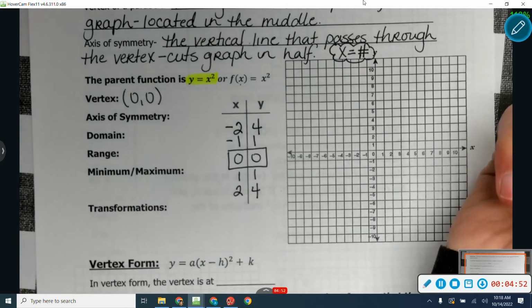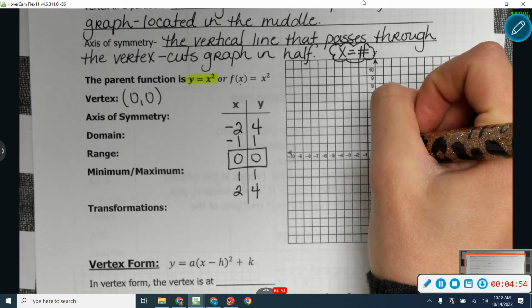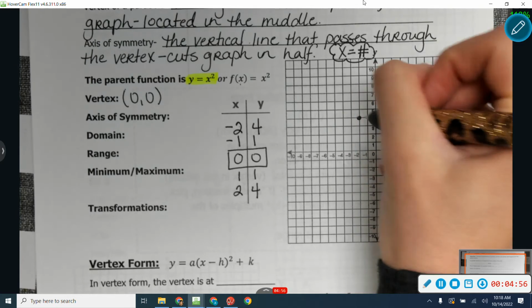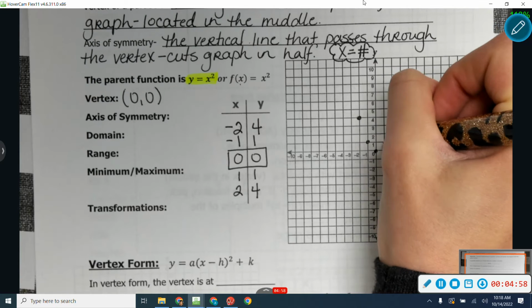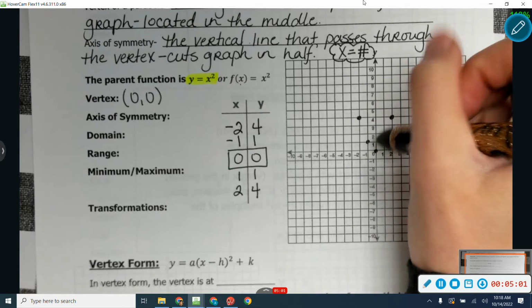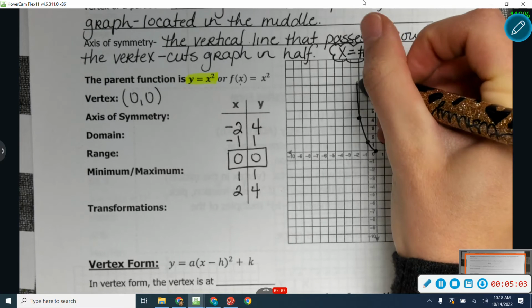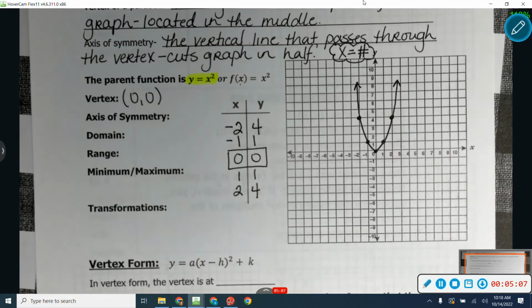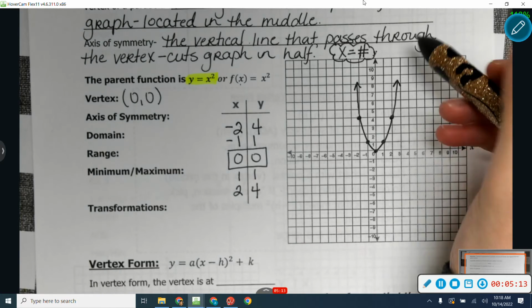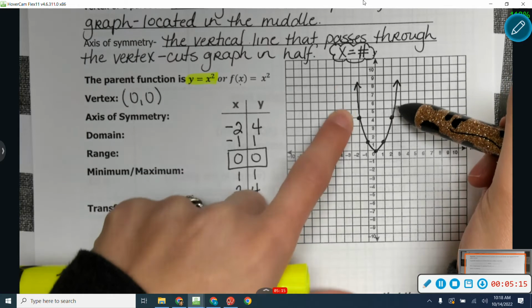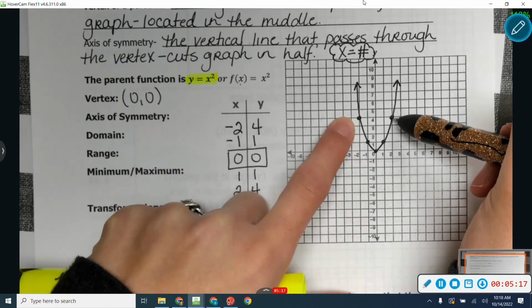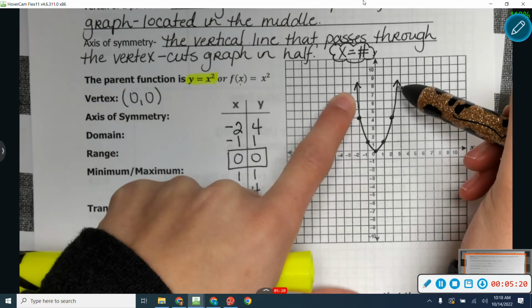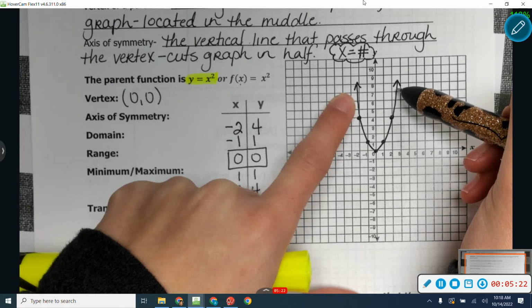Alright, so we're going to plot those points and draw our parabola. Extend both sides at least a little bit of ways. Don't make it super short. Do it a little bit of ways. And remember to draw your arrows because it is a continuous function.